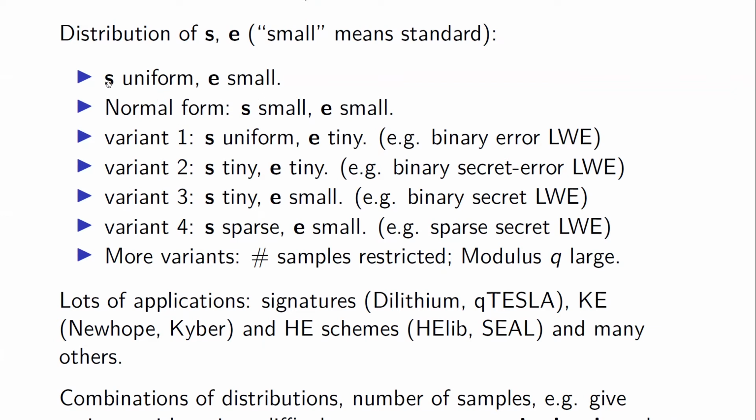You can set S as uniform and E small. Small means not too small. Here, small means standard, because we will need E to be small for this problem to be well defined. So we can also set S to be small, which follows the same distribution as E. This is called the normal form of LWE.